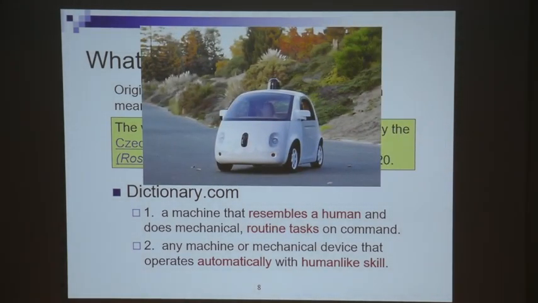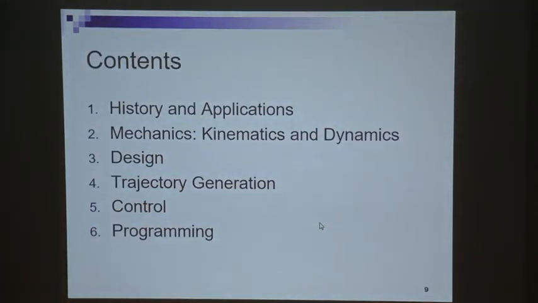This is an example. If you look at this autonomous figure, it's considered a robot, but it's definitely not human-like. It does not resemble a human. So we definitely need a more professional definition of the word robotics. This is what we are going to go through in the introduction to robotics: the history and applications, the mechanics, the design, the trajectory generation, control, as well as the programming.